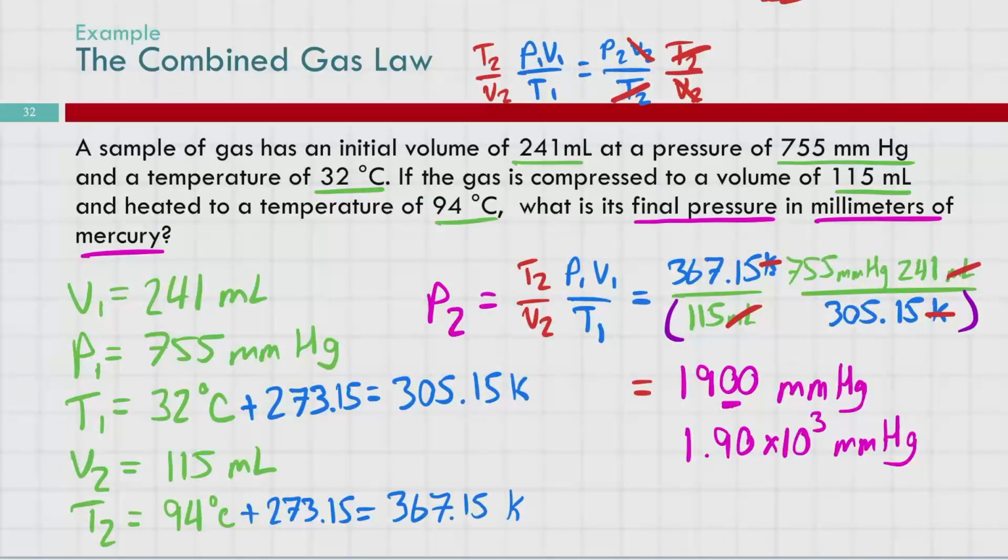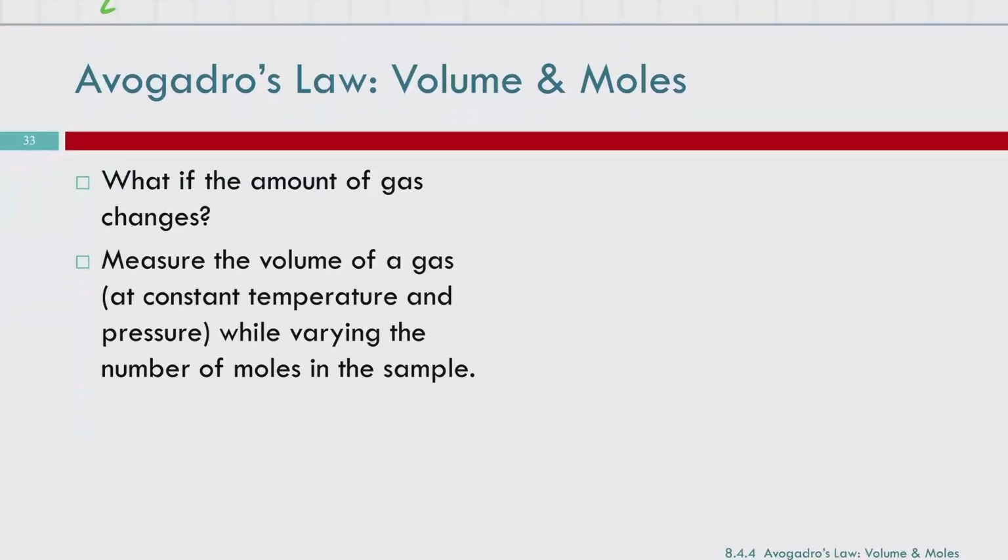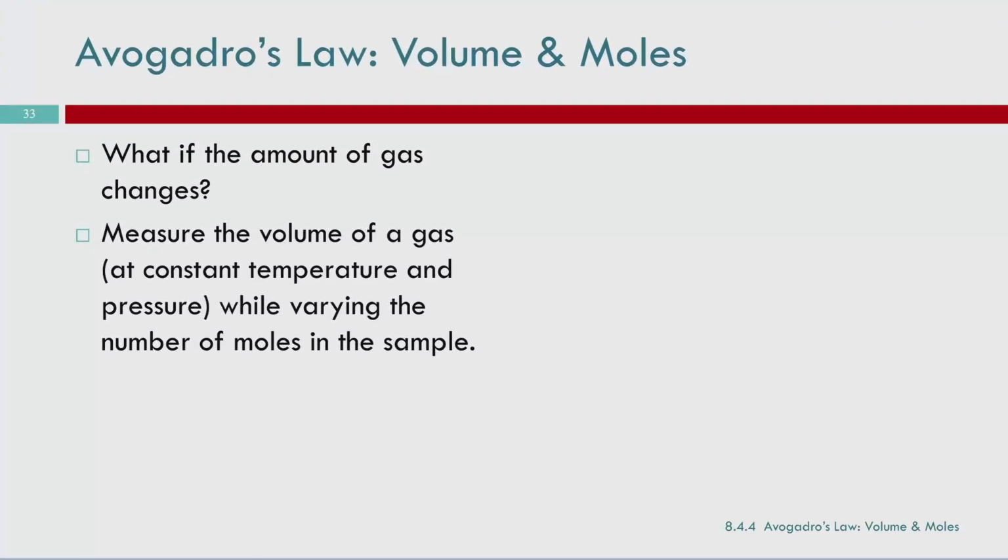Our three simple gas laws so far: Boyle's law, Charles' law, combined gas law. We've got more simple gas laws. The next one that we are learning about is Avogadro's law. What else do we remember Avogadro for? His number. What's his number related to? Moles. His number is related to moles.